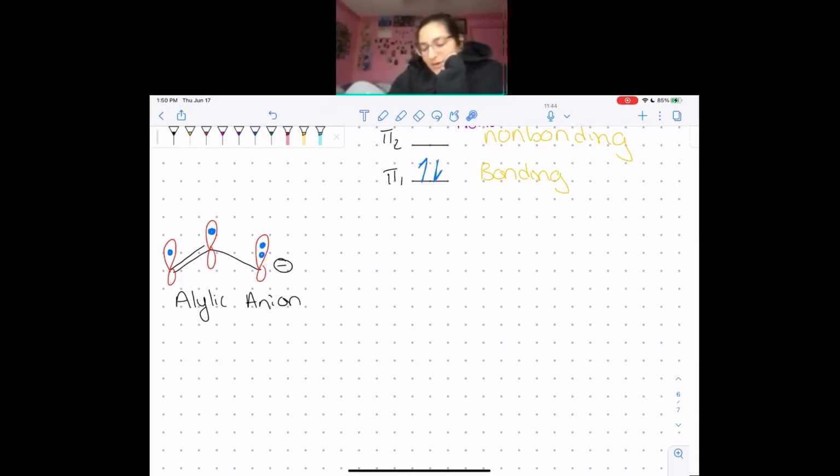And the spicy part is really this last one. So this is the first time we're going to have 2 electrons in 1 orbital. And we know that we have 2 because of the negative charge. So as you guys said, in total we have 4 pi electrons.